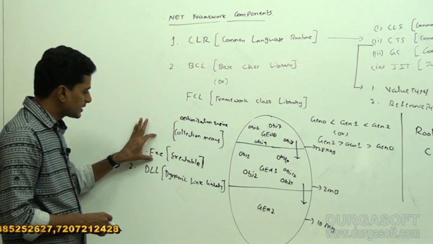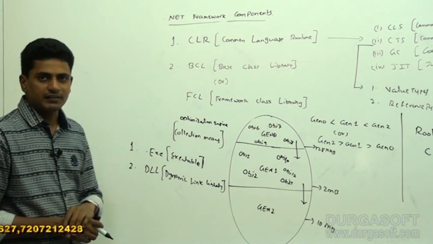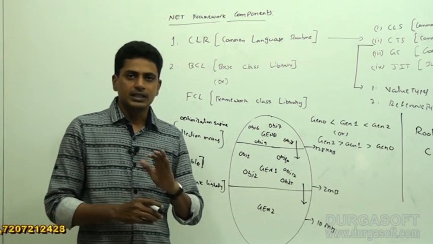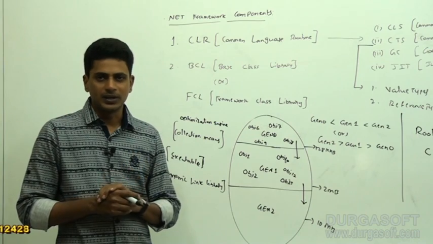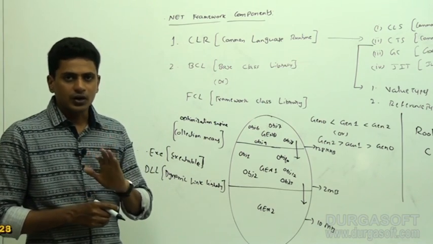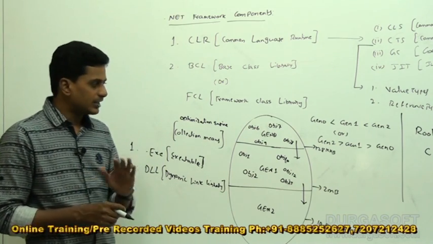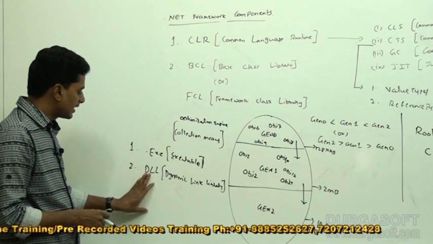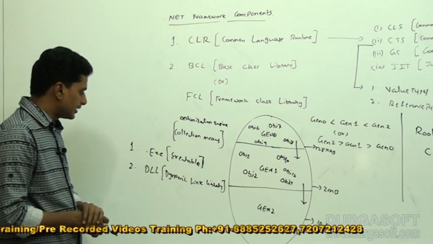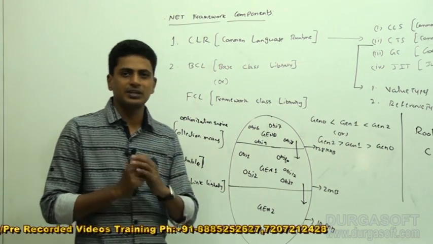So an .exe is an executable file, and it runs individually because it has an entry point. That is why when we run the .exe directly, it runs. For an .exe, the operating system creates a separate process, and the .exe runs in that process only. Whereas a DLL, Dynamic Link Library, is a supportive file.